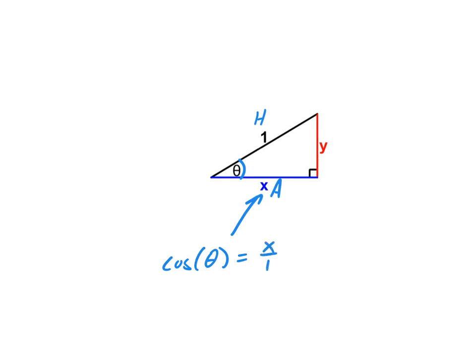But notice the cool thing about this one, and why I'm particularly using the hypotenuse of 1 today, is that this simplifies down. If cosine of theta equals x over 1, then cosine of theta equals x. Therefore, we know that that actual side length is just the cosine of theta.